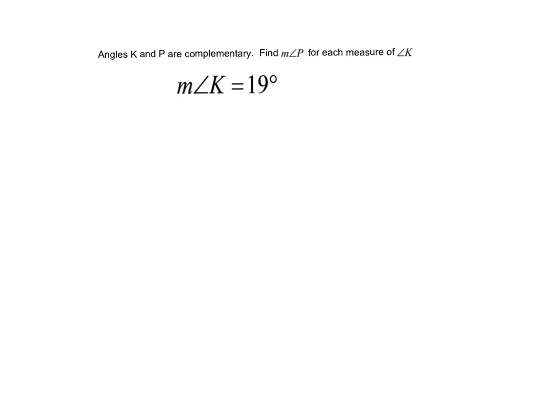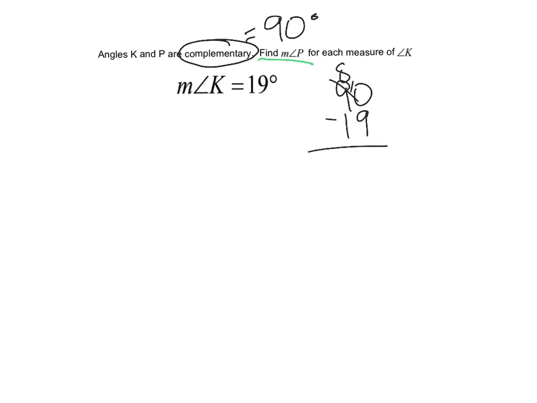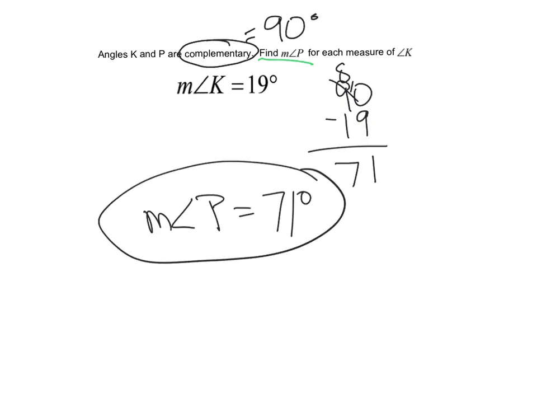All right, angles K and P are complementary. We are given angle K. We need to find measure of angle P. Complementary, I need to remember, complementary means they add up to what? 90 degrees. You have to know that. So you guys try and find measure of angle P. Hit pause and hit play when you're done. Measure of angle P equals 71 degrees. So make sure you have your degree symbol.